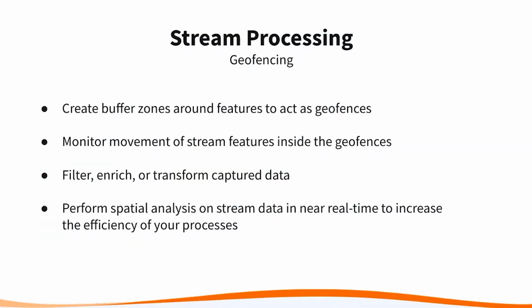Hello everyone, today we'll be going through a popular stream processing scenario where we are performing spatial analysis on stream features and monitoring movement within buffer zones. This is known as geofencing, which can be combined with other processes such as filtering, enriching, and transforming the captured data. With FME, you can perform spatial analysis on stream data to vastly improve the efficiency of your workflows and quickly get the results you need.